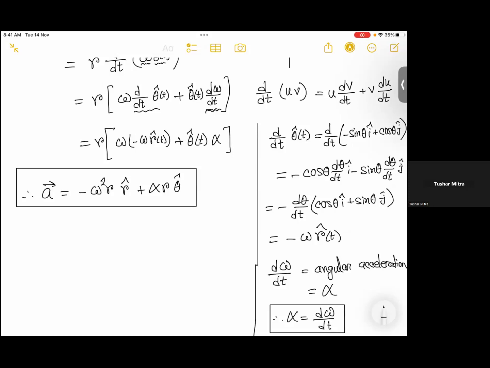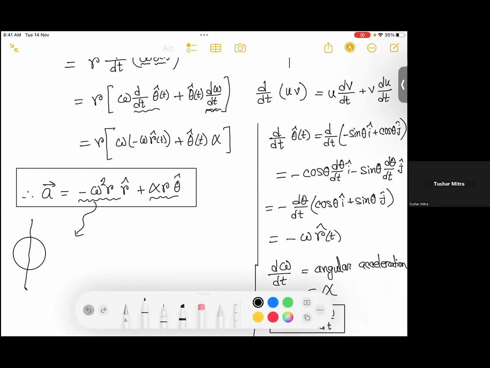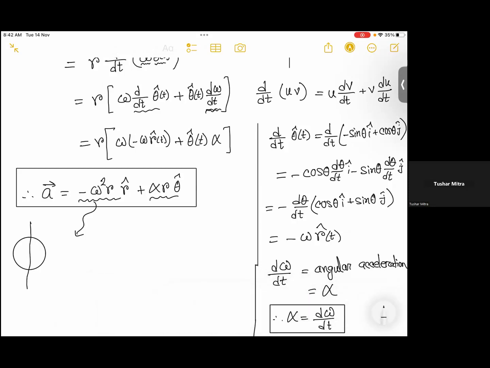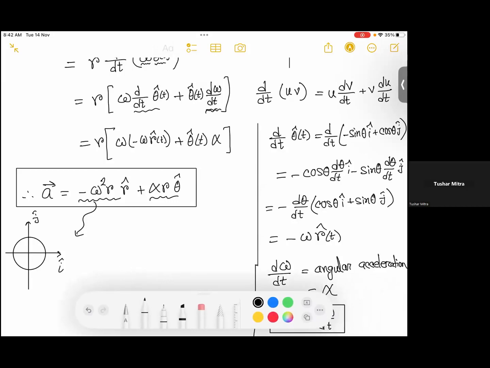And this acceleration has two components. One is the r hat component and another is the theta hat component. And we'll talk about both of them. The first component, can you tell me what is the direction of this component? I mean, its magnitude is omega square r. What is the direction of this component? Just by looking at the equation, can you tell me the direction of this component? No one?